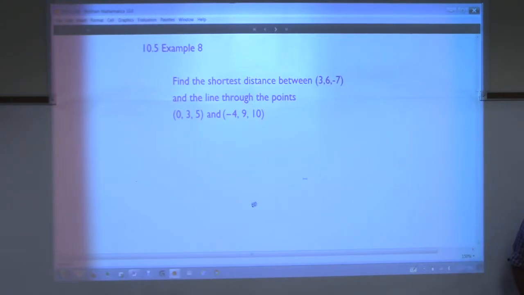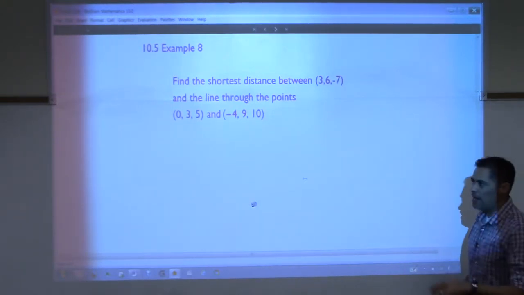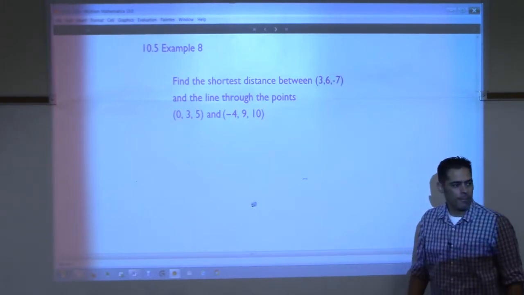With number 6, do you want us to restrict the equation of the line to those 2 points, or do you just want it infinite? Yeah, just the line that goes through those 2 points. So you don't have to do a restriction on t.